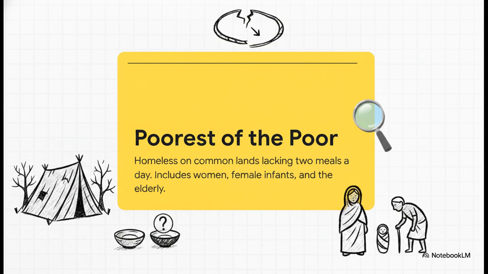But what's really crucial to understand here is the demographic breakdown of this group. The text explicitly points out that women, female infants, and the elderly within poor households fall strictly into this category. They are systematically the absolute most deprived individuals within an already deprived environment.